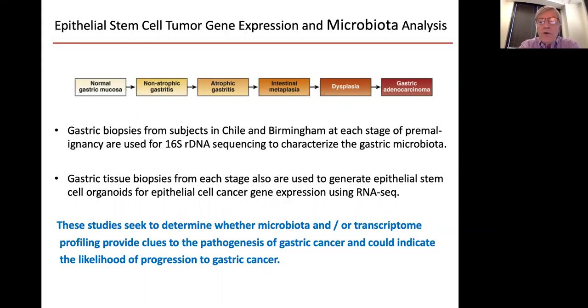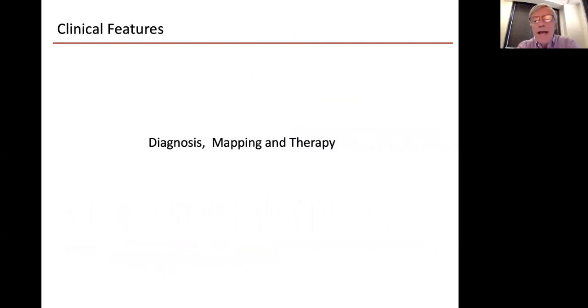So these studies are ongoing, and the purpose of these studies is to determine whether microbiota and/or transcriptome profiling can provide important clues as to the pathogenesis of gastric cancer in adults, but not children, and to help us understand or identify perhaps a biomarker that would reflect the likelihood of progression to gastric cancer. So let's move on now to diagnosis, mapping, and therapy.